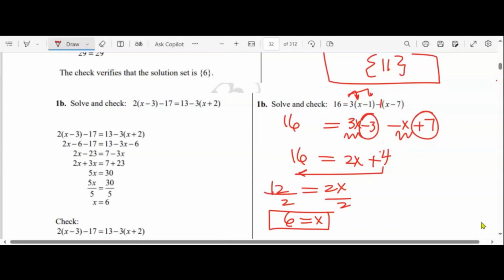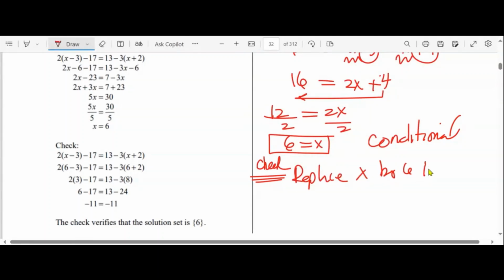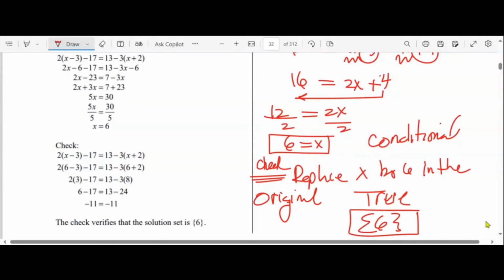6 equal what? X. So this is conditional? Yes, because there is a condition. You will not solve the problem unless you have 6; any other number will not solve it. So you need to check the answer, right? How can you check the answer? Replace x by what? 6. By 6 in the original equation, right? And if it's true, then in this case, your answer is what? 6. Okay?